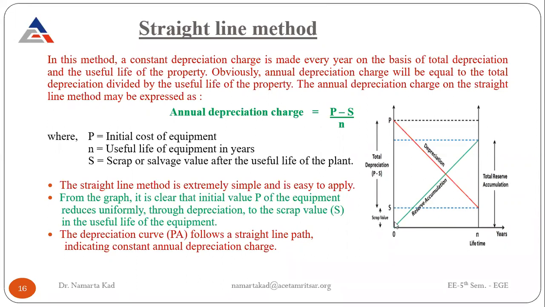The total depreciation is given by P minus S. This is P, this one is S, and P minus S is the total depreciation. This is the initial investment and this is the scrap value left after the useful life of any machinery. The depreciation curve PA follows a straight line path, indicating a constant annual depreciation charge. So this is the straight line method: a very simple formula, P minus S divided by N, explained graphically using this figure. The next one is the sinking fund.